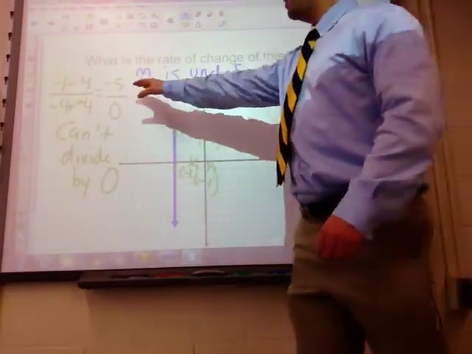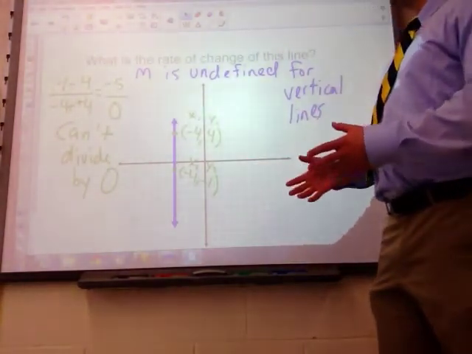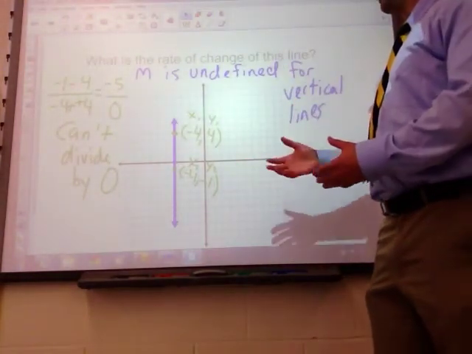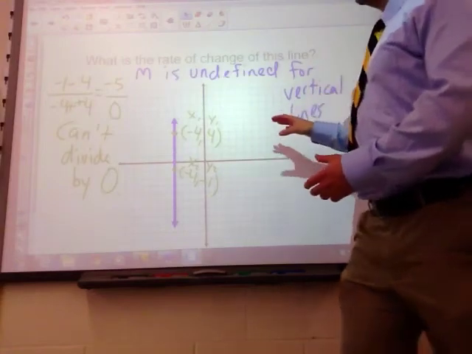So as we found here, you're dividing by 0, which is illegal. So our slope is undefined because that's not a number. It's nothing we can even imagine. So slope is undefined for all vertical lines.